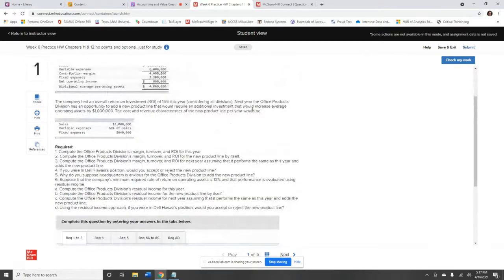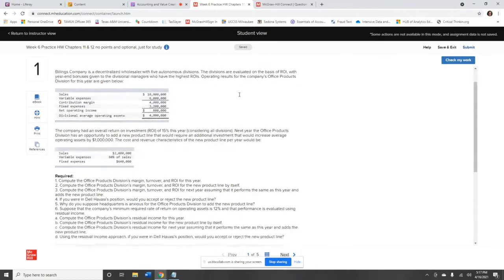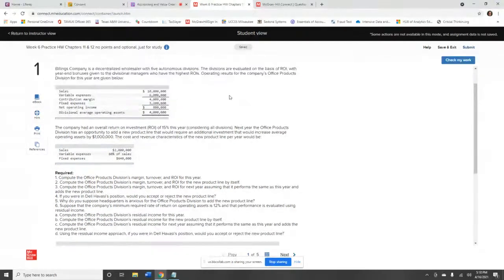So what we're going to do is figure out this one division, Dell, who's the manager of the office products division. Should that one division do this or not? All right. So to calculate ROI, we need to first get the margin and the turnover. We have the margin right here, and we just divide these numbers to get our turnover and ROI. We can calculate that pretty easily for the current year.